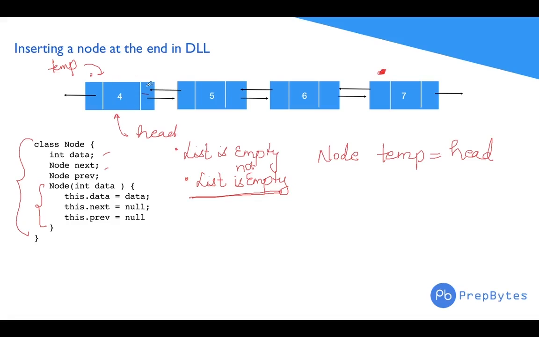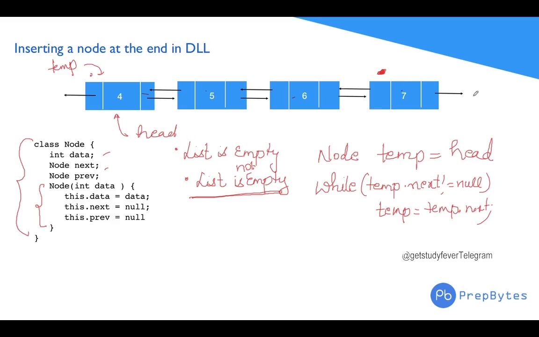Now we will traverse through the doubly linked list to reach the last element. And how are we going to traverse? We will run a loop: while temp.next is not equal to null, temp = temp.next. We keep updating temp to point to the next element until we come to a place where the next of temp is null. If the next of temp is null, it means we are at the last node.